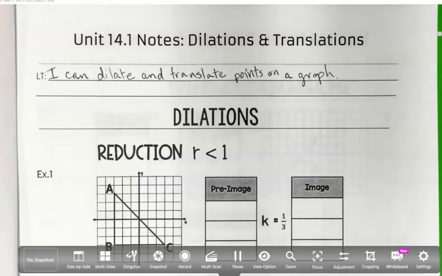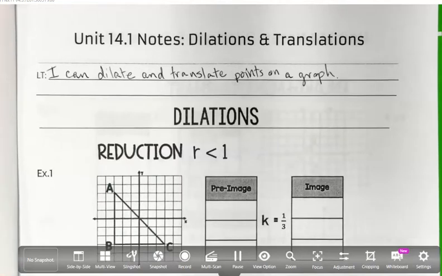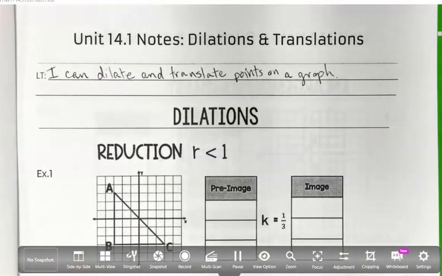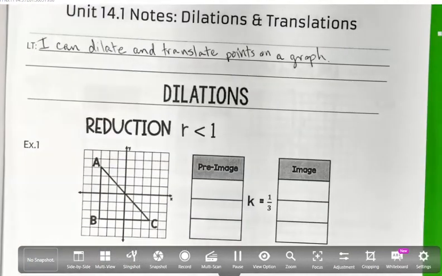Hello and welcome to the 14.1 notes. I already have the learning target, so you can write that down. I can dilate and translate points on a graph. We're learning two things today, dilations and translations. We're going to start with dilations.